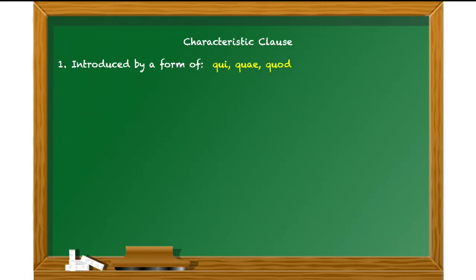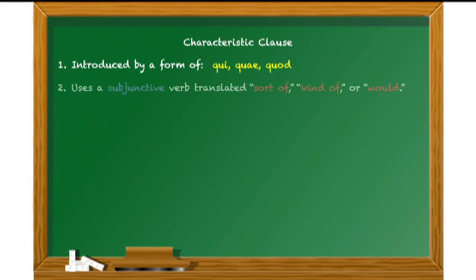We come now to a very important subordinate clause called the characteristic clause. And this one really has some interesting meaning based on the way it is constructed. So it starts off being introduced by a form of qui, quae, quod, the relative pronoun, meaning who, whose, whom, which, or that. It uses a subjunctive verb. And when it comes to translation, you'll want to use something like sort of, kind of, or would.